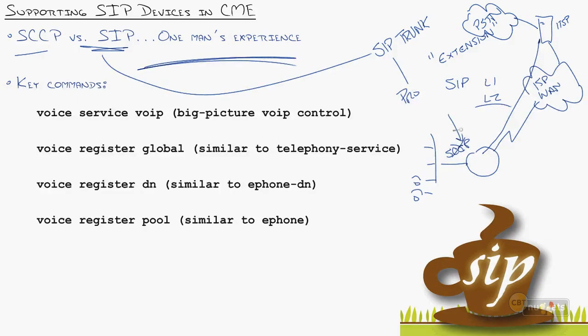But that is the future. That I can't predict. But for now, I will tell you, save yourself pain. Use Skinny for the phones. Use SIP for your trunks or your uplinks to other gateways.